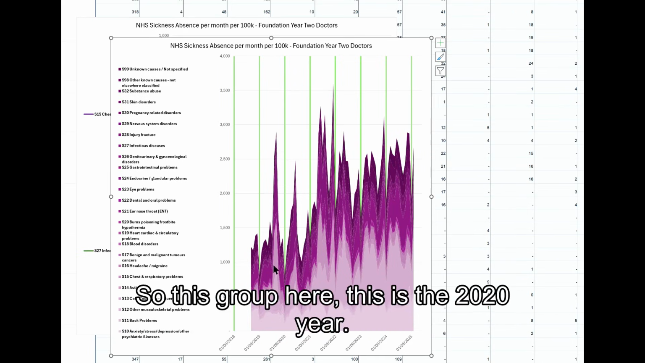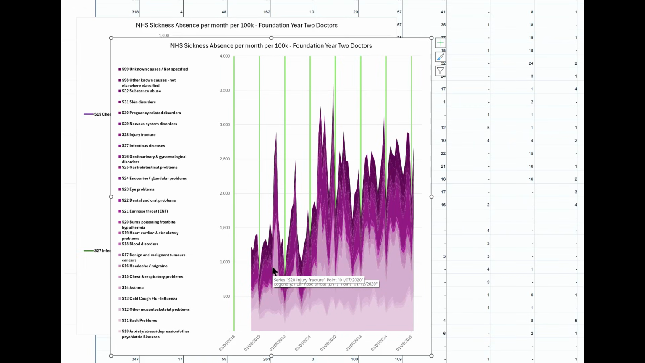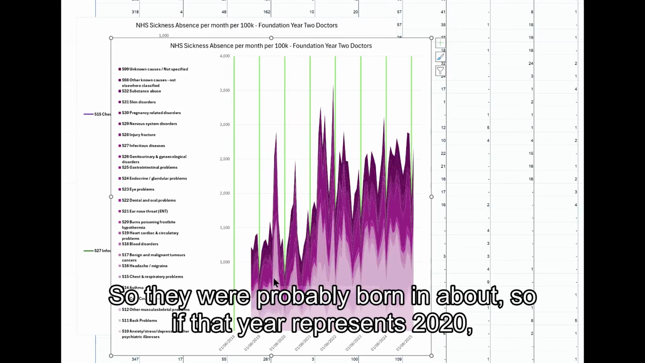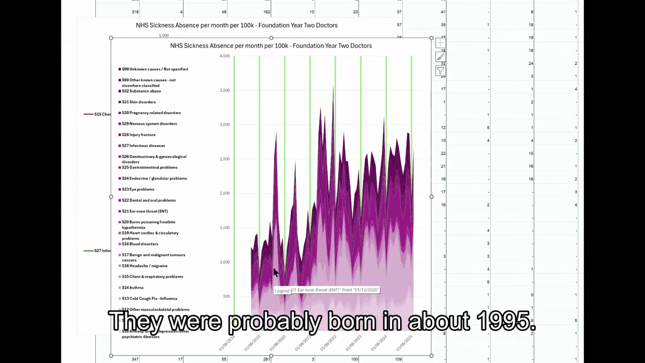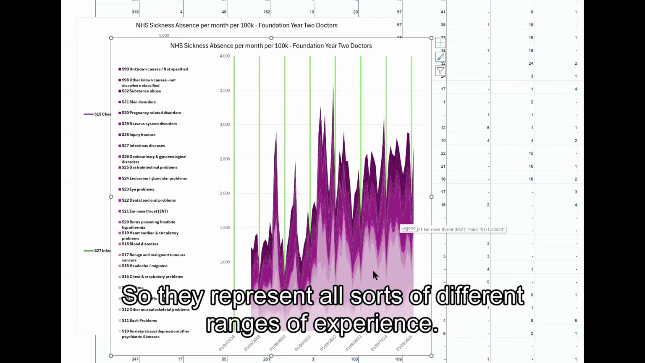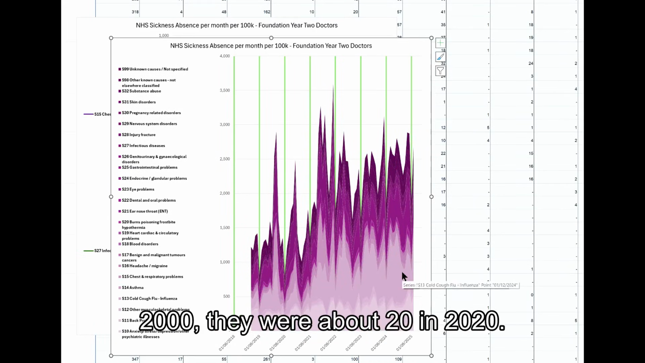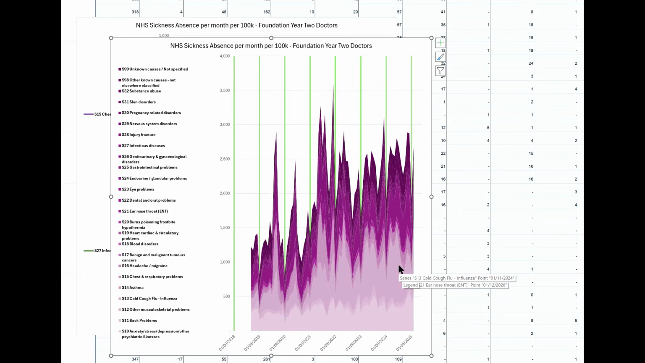So this group here, this is the 2020 year. They were probably about 25, 26 at this stage, roughly. So if that year represents 2020, they were probably born in about 1995. This lot were probably born in about 1996, 1997, 1998, 1999, 2000. So they represent all sorts of different ranges of experience. If they were born in 2000, they were about 20 in 2020.